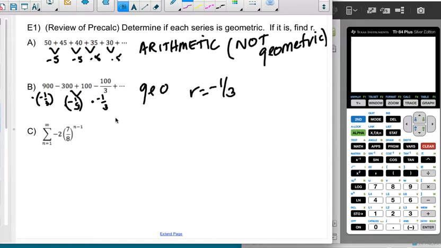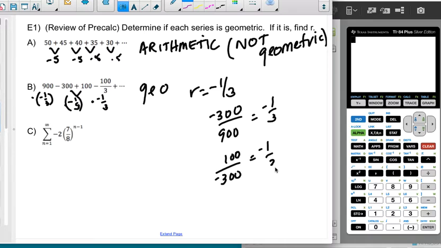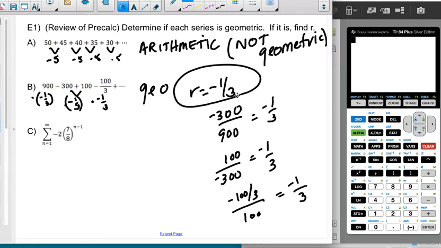One way to see that, if you're having trouble, is that you can do a ratio of one term over the term before it, which is a negative 1/3. And you can see that that ratio holds up, because 100 over a negative 300 would also be a negative 1/3. And if you did negative 100 over 3 over a positive 100, that would also be a negative 1/3. So the ratio is negative 1/3.